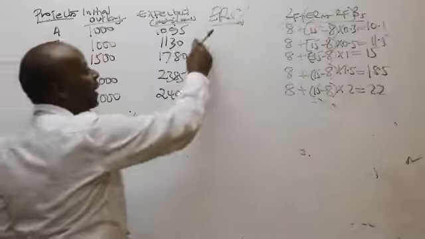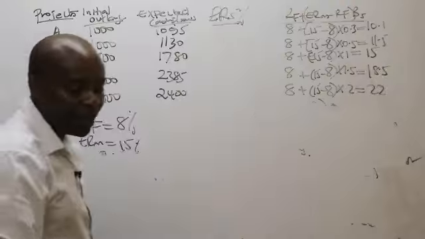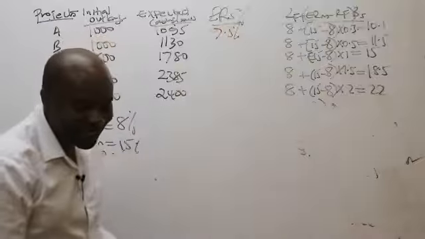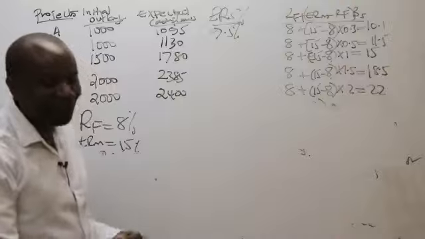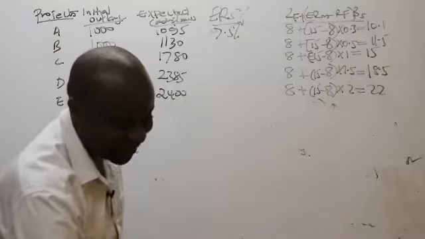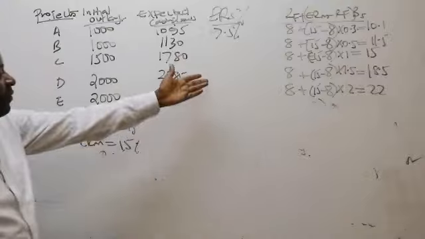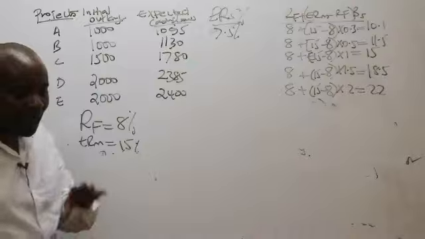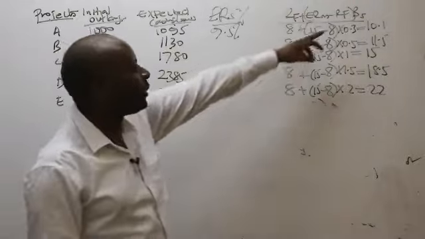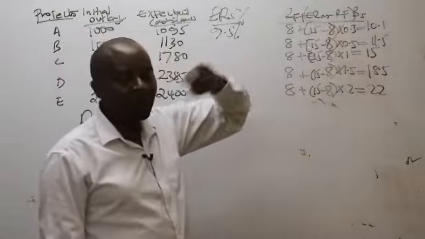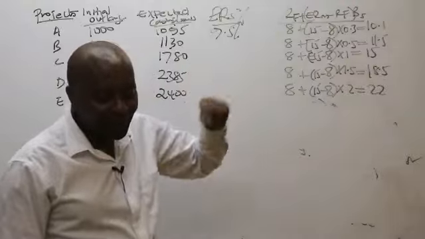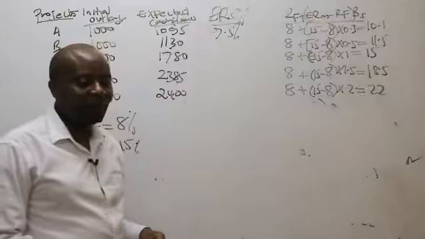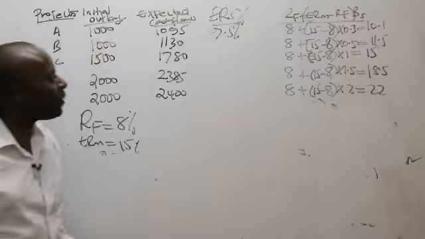So expected return of A is 9.5%. How about boy? Please give me boy. 1130 divided by this minus 1. Once you get the answer, because of compatibility with the other one, which is in the form of percentages, please multiply with 100. Yes, so 9.5%. How about boy?